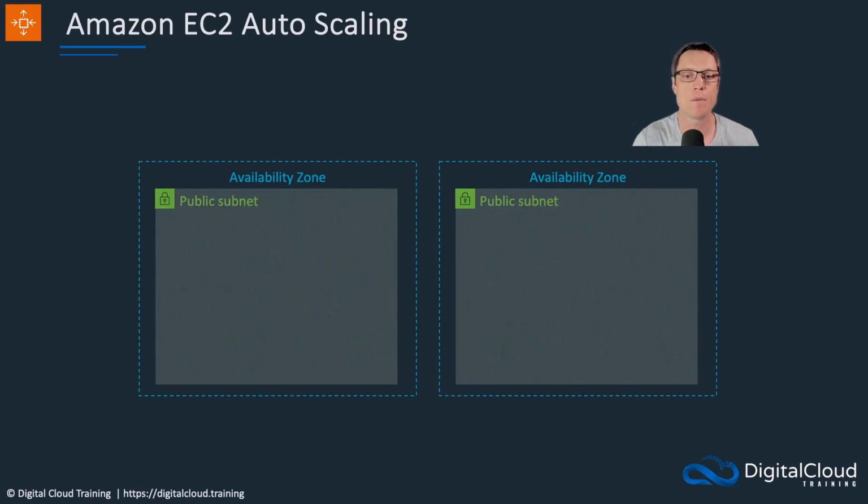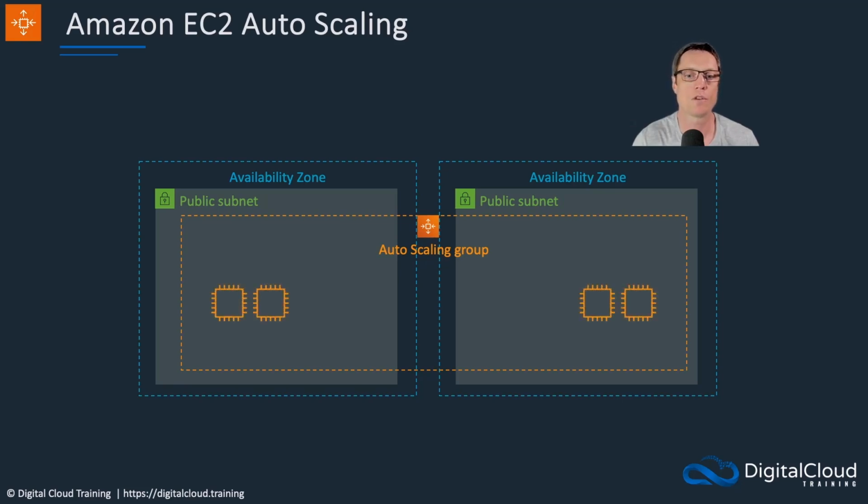So here we have two availability zones, each with a subnet. Doesn't matter whether it's public or private, this one's public. And we create an auto-scaling group. And then we can define the number of instances we want to be running in that auto-scaling group. So here we might have defined that 4 is an acceptable number. That's how many we want to run at a steady state. Now there's two different scenarios I'm going to show you here.